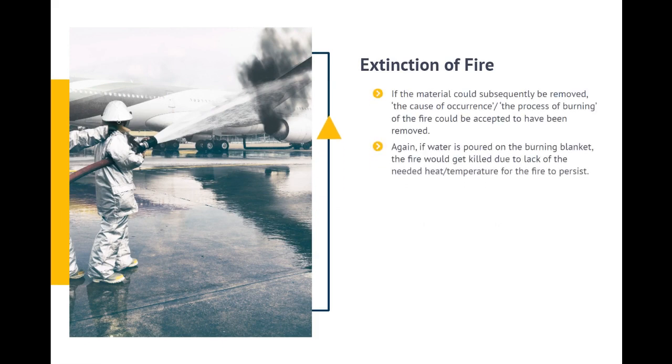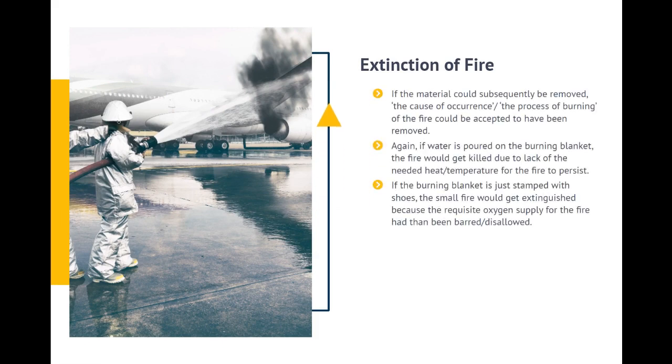If the material could subsequently be removed, the cause of occurrence or the process of burning of the fire could be accepted to have been removed. Again, if water is poured on the burning blanket, the fire would get killed due to lack of a needed heat or temperature for the fire to persist. If the burning blanket is just stamped with shoes, the small fire would get extinguished because the requisite oxygen supply for the fire had then been barred or disallowed.